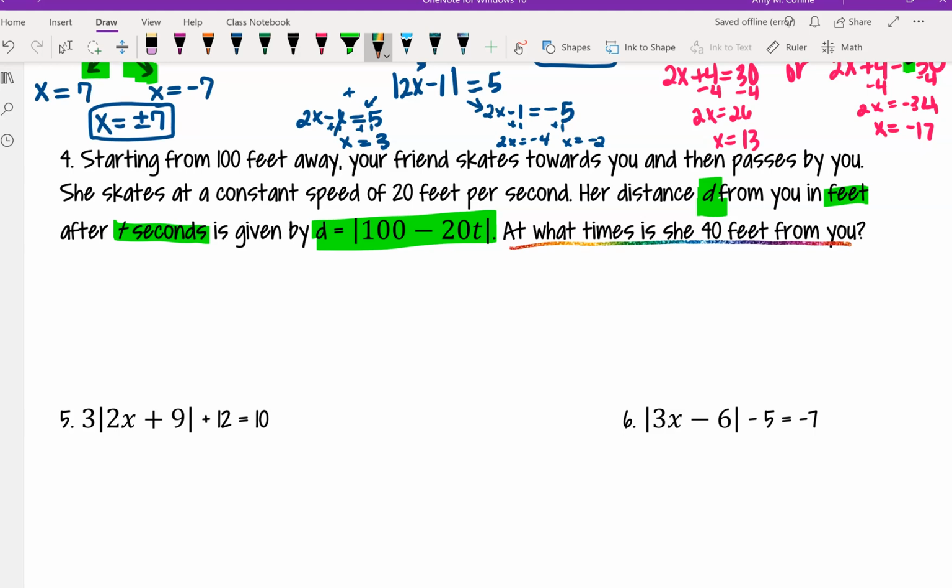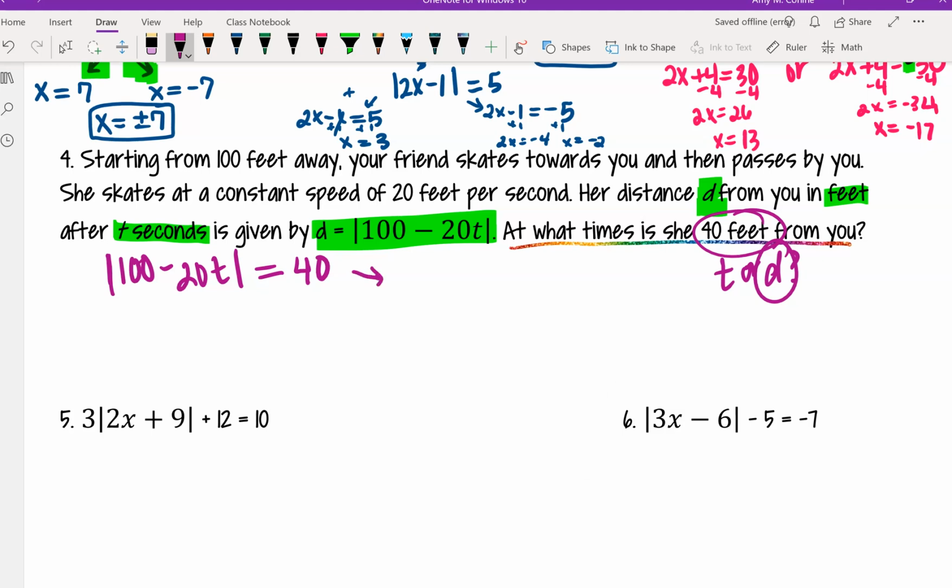So we already know that we have the absolute value of 100 minus 20t. Then we have to look at what it is equal to. Well, they give us this 40 feet. Is that a time or a distance? It's 40 feet, so it's a distance. So we're going to plug that in for distance. Anytime you have something like that, look at where that number goes, substitute it in, and then we're going to solve.